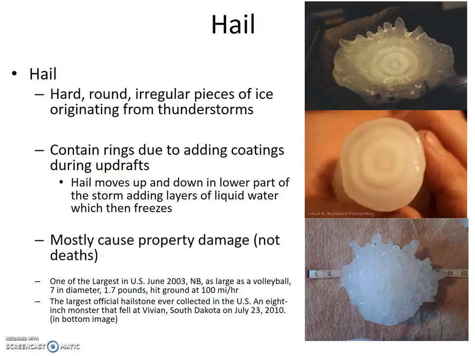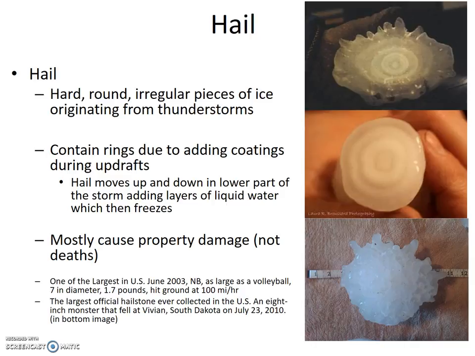One of the largest hail in the United States fell in June 2003 in Nebraska. It was as large as a volleyball, 7 inches in diameter, 1.7 pounds, and hit the ground at 100 miles per hour. The largest official hailstone ever collected in the United States is an 8-inch monster that fell in Vivian, South Dakota on July 23, 2010. The bottom image is an image of that largest hailstone.